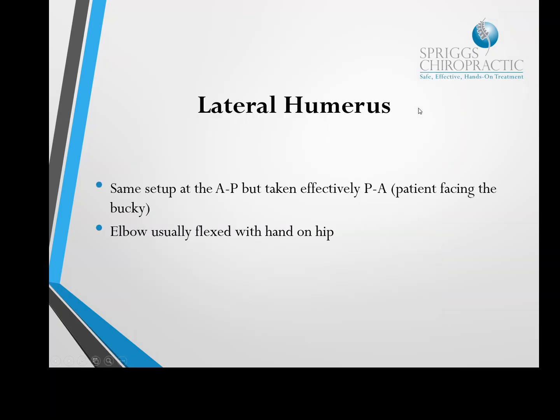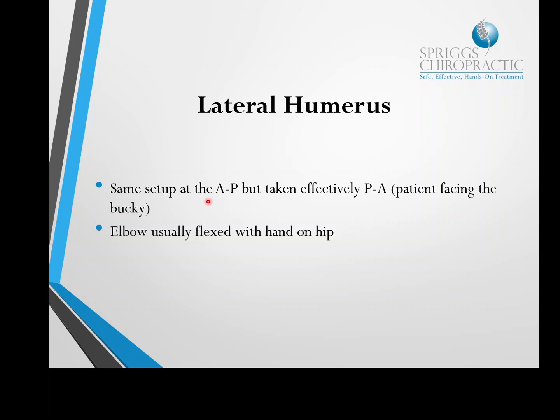So the lateral humerus, this is taken in basically the same setup as the AP, but it's effectively taken as a P'd away. So the patient is facing the bucky, and usually the elbow is flexed with a hand on hip type of position, just to bring the shoulder and the arm away from the body, just making it much easier for you to be able to get the image that you're after.